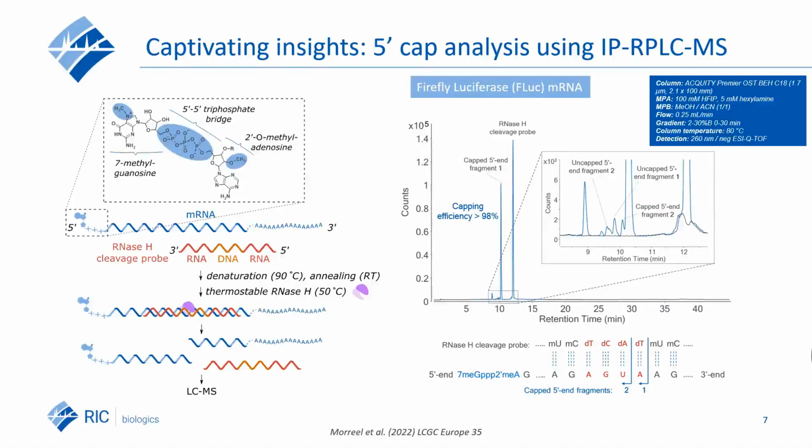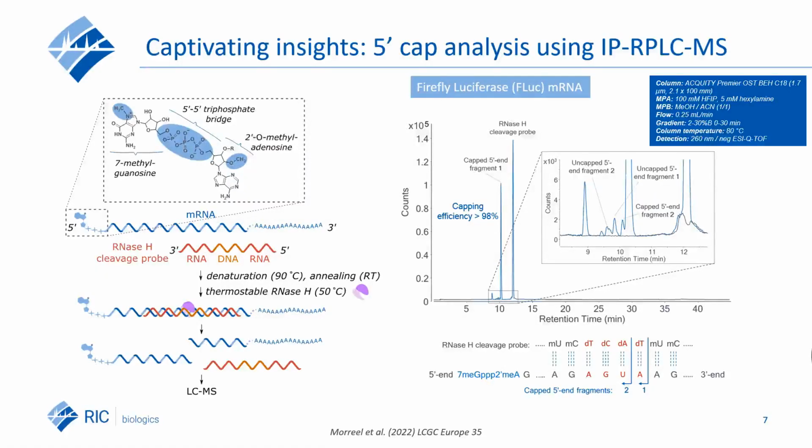When the probe hybridizes to the mRNA about 20 to 30 nucleotides away from the cap structure, and then RNase H is added, the mRNA is selectively cut at the RNA-DNA duplex formed by the mRNA and the DNA part of the probe. Thus in the end, two fragments are generated, one small 5' terminal fragment and a long 3' terminal fragment. Using ion pairing reverse phase, we can distinguish the capped fragment.